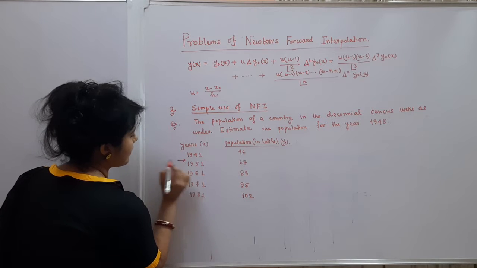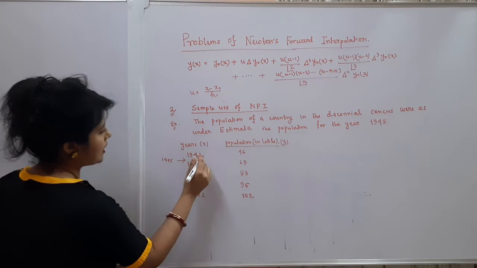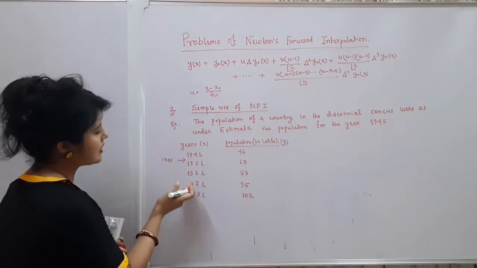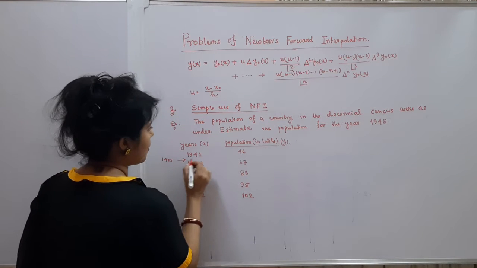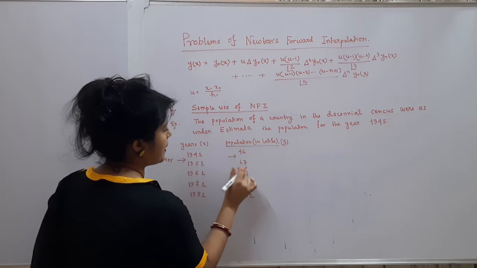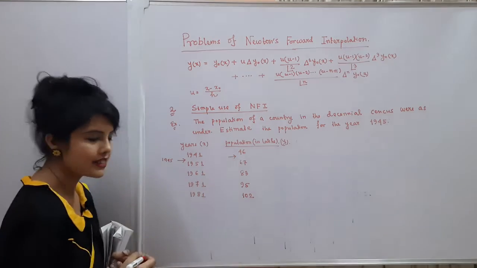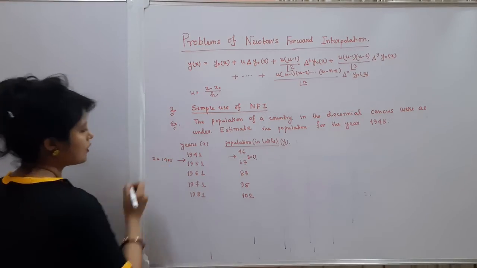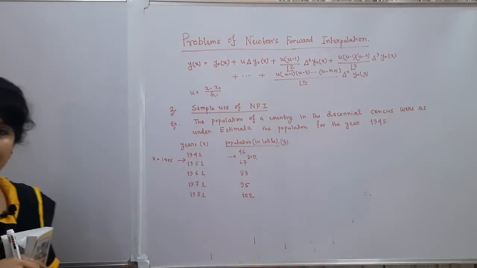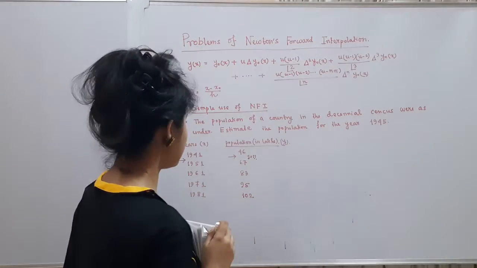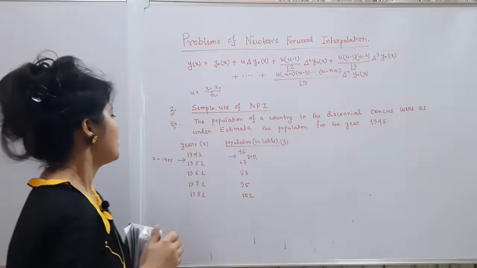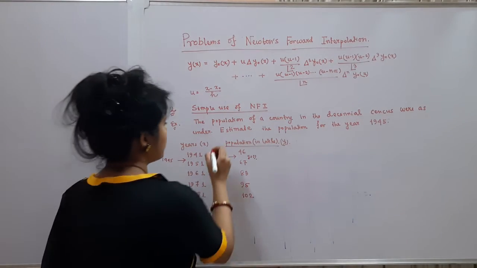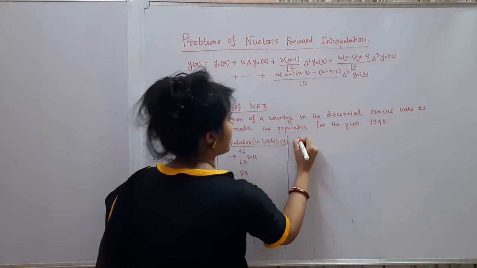So 1945 is in between 1941 to 1951. So it is in the top of the list, that is, it is in the beginning of the list, and the corresponding values of y would be between 46 to 67. So you need to estimate this y for x equal to 1945. So you can easily apply Newton's forward interpolation formula as it satisfies both the conditions. So all the values are equidistant and this x is in the beginning of the list. So for which now I have to construct the difference table.